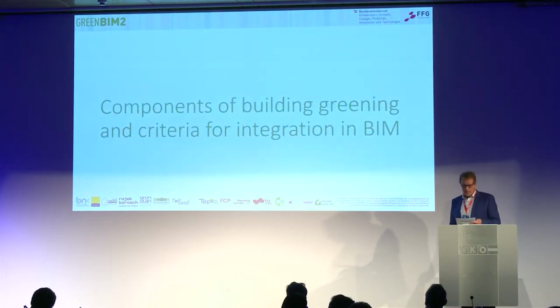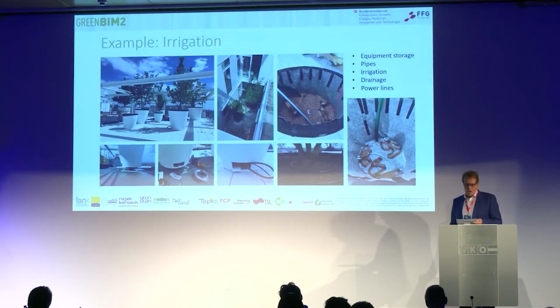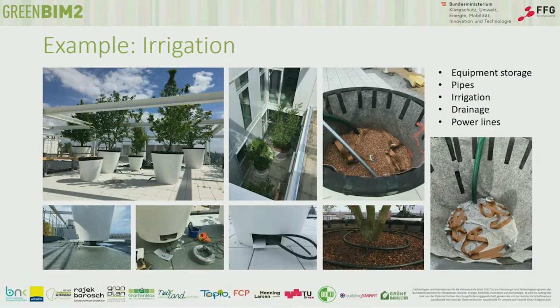In the following slides, I would like to give you an overview of the components of building greening and criteria for integration in BIM. On the next slide, we will see the IKEA store in Vienna. There are large plant troughs with automatic irrigation on the roof areas, with drip hoses, for example, and equipment storage, pipes, irrigation, drainage, power lines are also needed for a perfectly automatic irrigation.